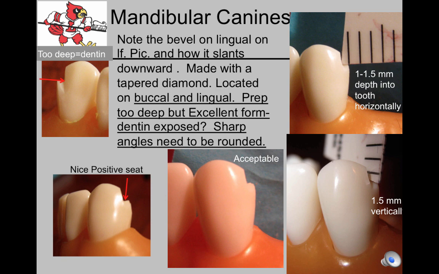The form on the upper left is a little bit too deep. I think the dentin would be exposed on this particular tooth, but it does have excellent form. And you can also see the little bit of a tapered groove that you see on the buccal and lingual surface that gives it that positive seat buccolingually.